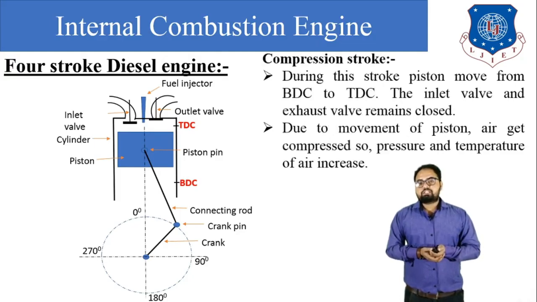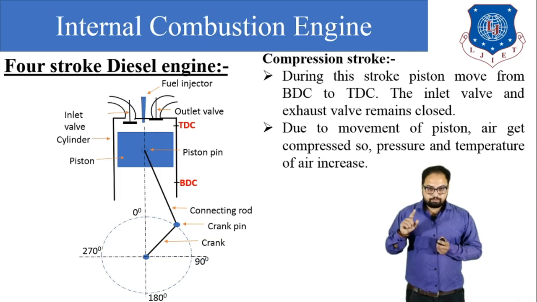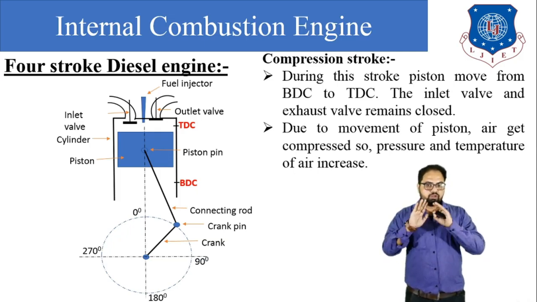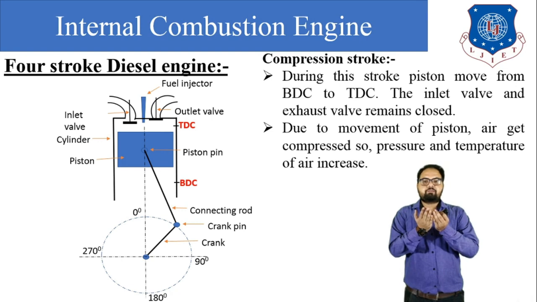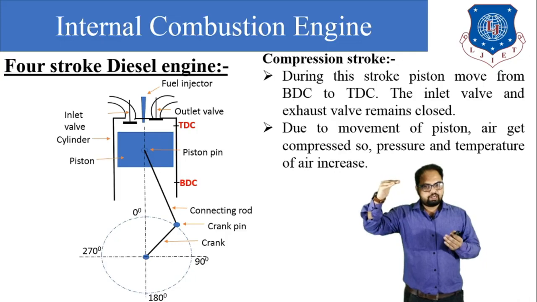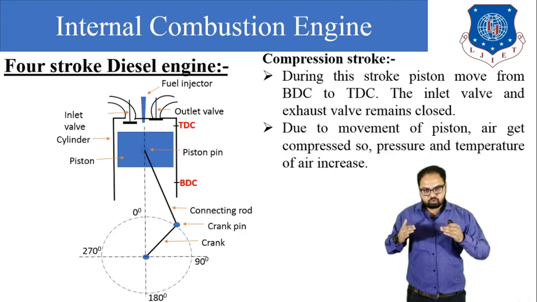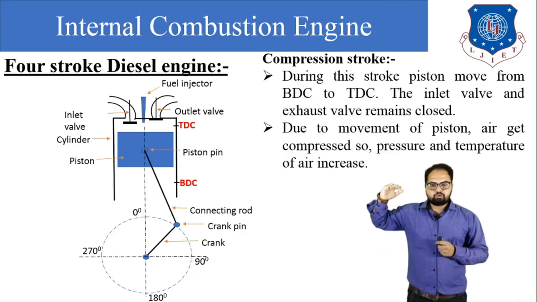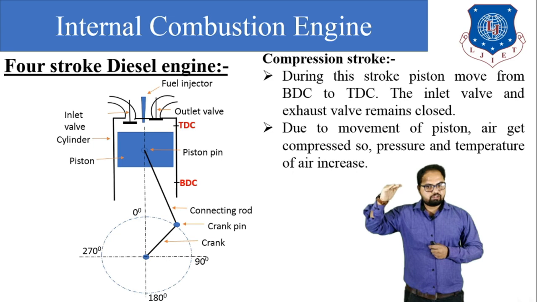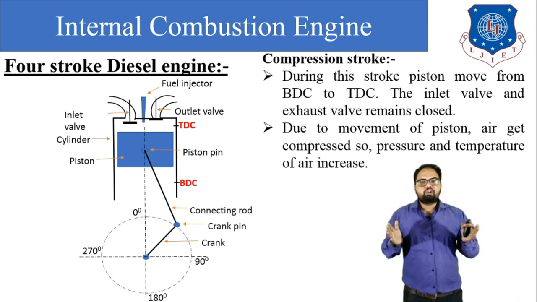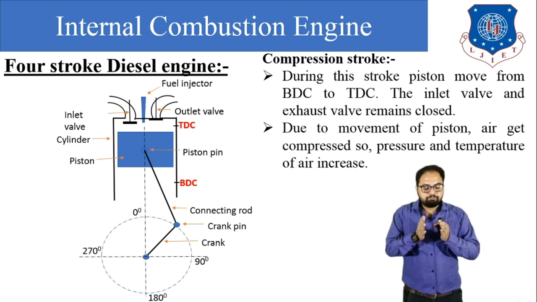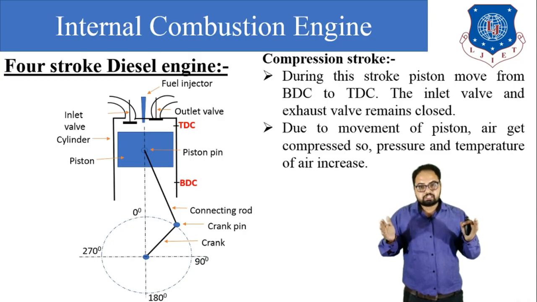The next stroke is the compression stroke. Right now the piston is at BDC and the whole cylinder is filled with atmospheric air. At the start of the stroke the inlet valve and exhaust valve both remain closed, and during this stroke the piston travels from BDC to TDC. When the piston travels from BDC to TDC, the volume inside the cylinder decreases and the pressure inside the cylinder increases.